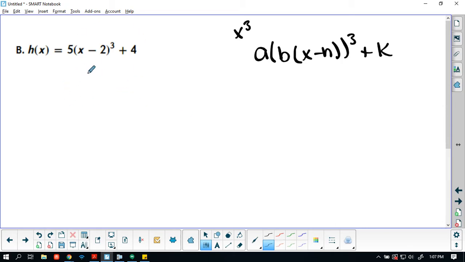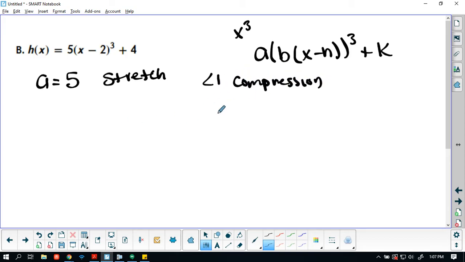All right, so here we have on the outside a, which is our vertical stretch. This a is 5, which is a stretch. And you might be asking, Miss Abney, what's a compression? Anything less than 1 would be a compression. Greater than 1, it's a stretch.